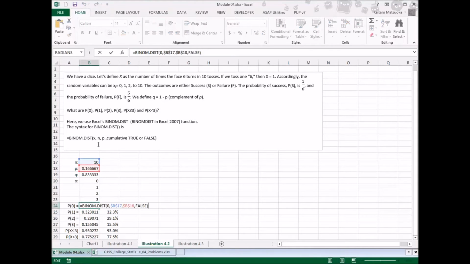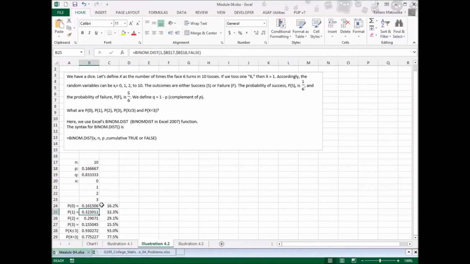B17 is n, comma, what's the p right here? And then false. It's a false because it's not cumulative. We are only looking at the single instance where x is 0. So this is going to be false if you're looking at the single instance. You might wonder what happened to the q. Well, Excel's smart enough to know that if I give Excel the p, it can internally calculate the q, so I don't have to tell Excel what the q is. So all I have to put is x and p, and cumulative either true or false. In this case, it's going to be false.